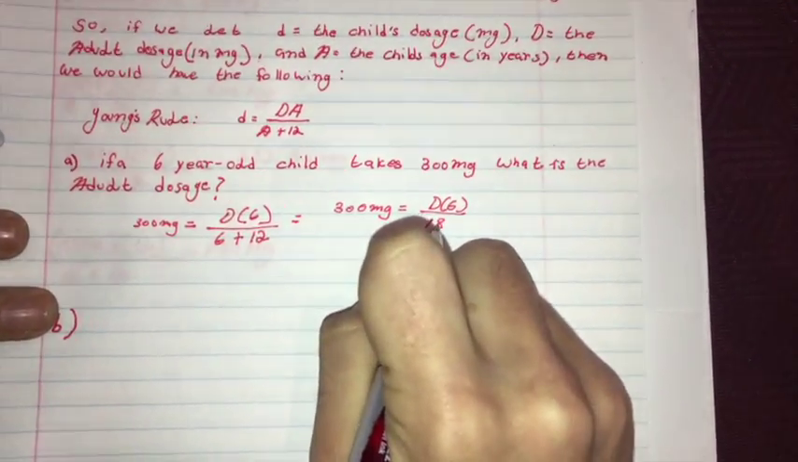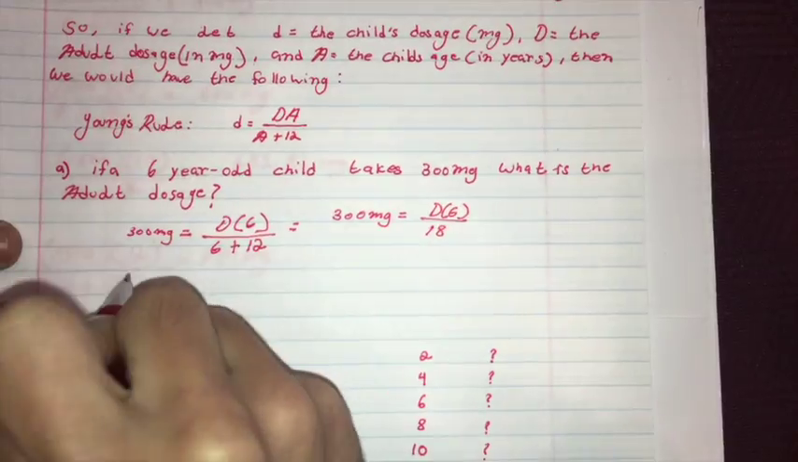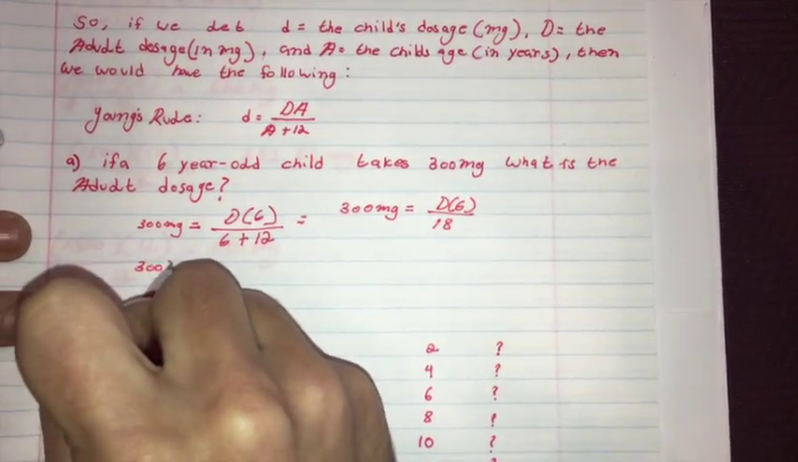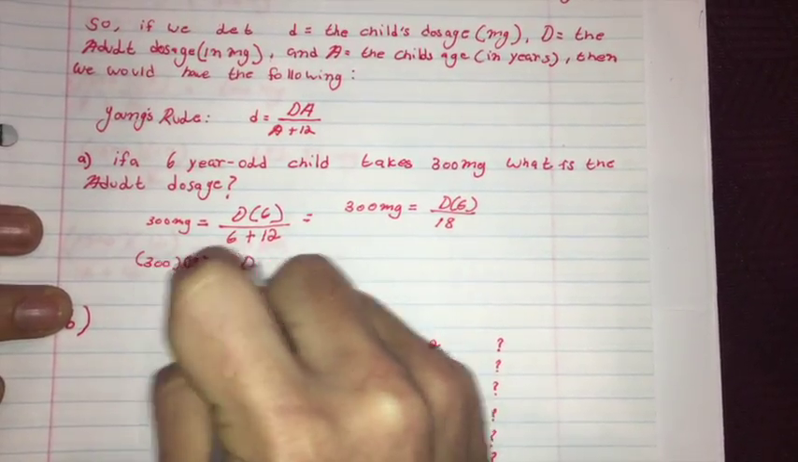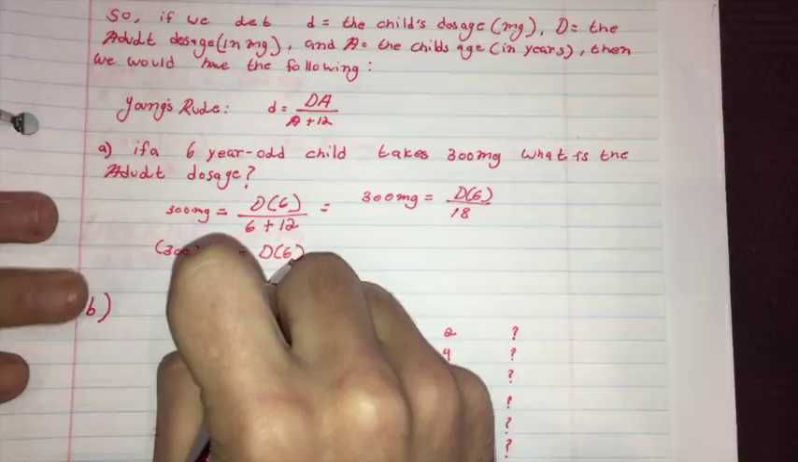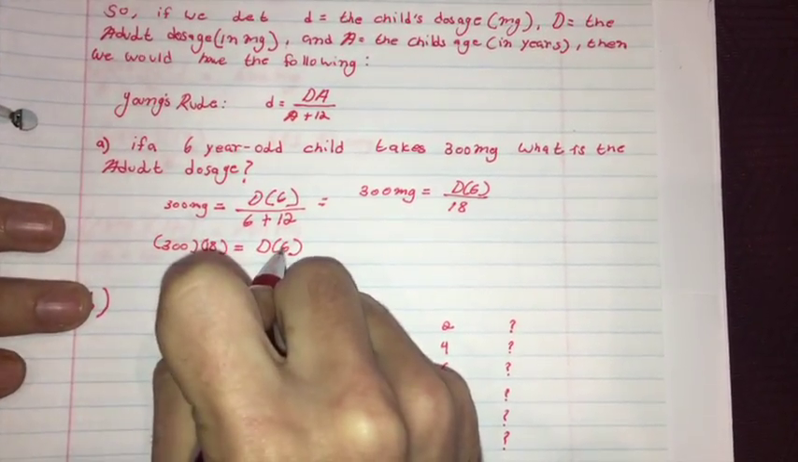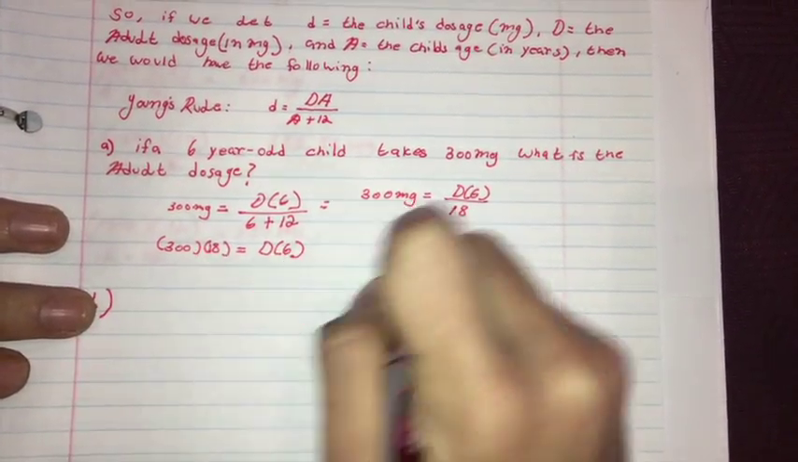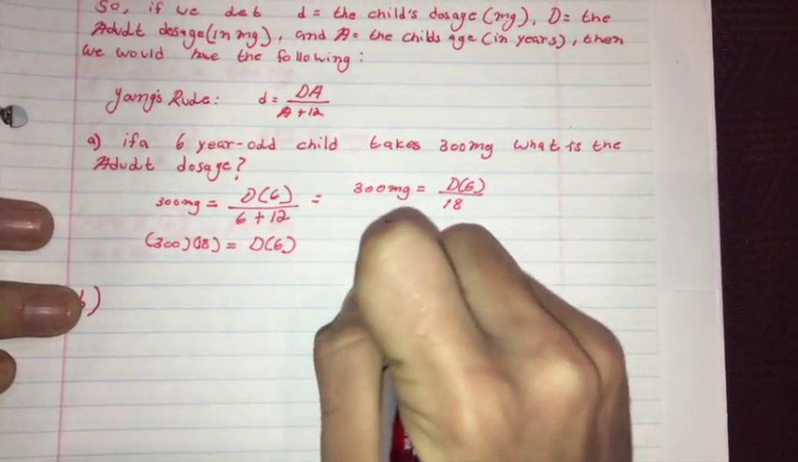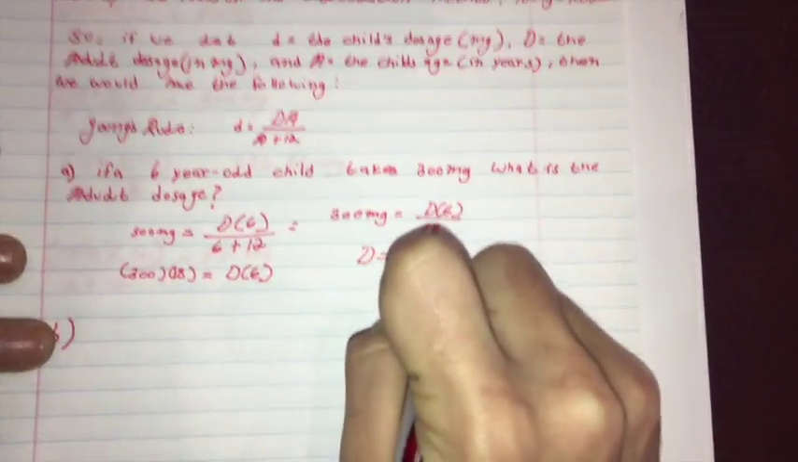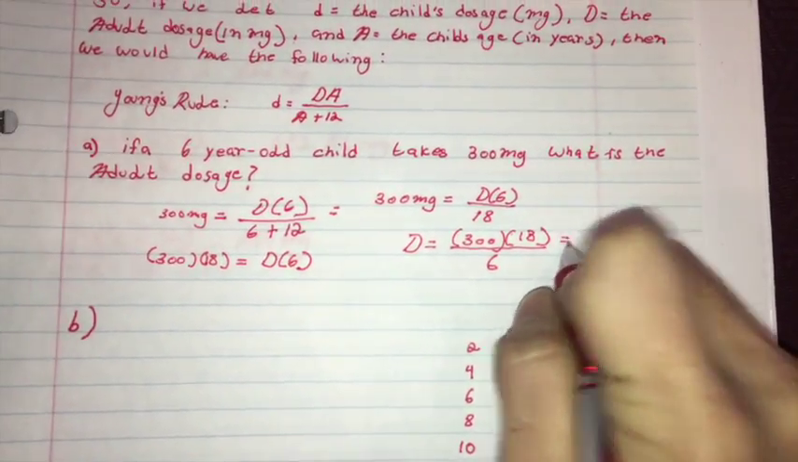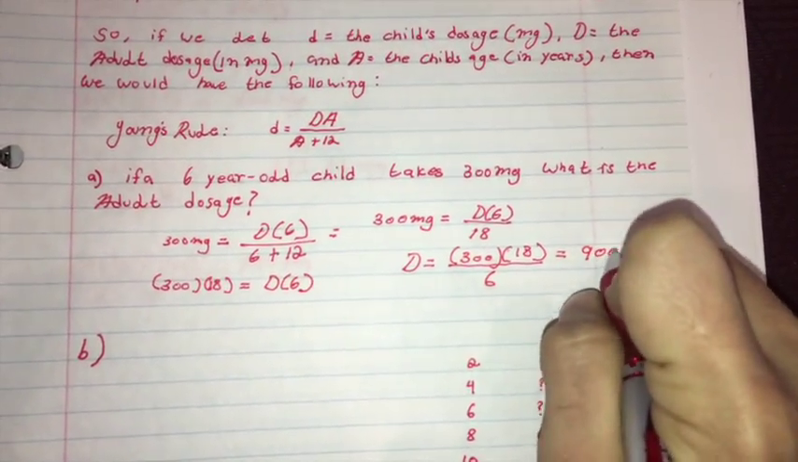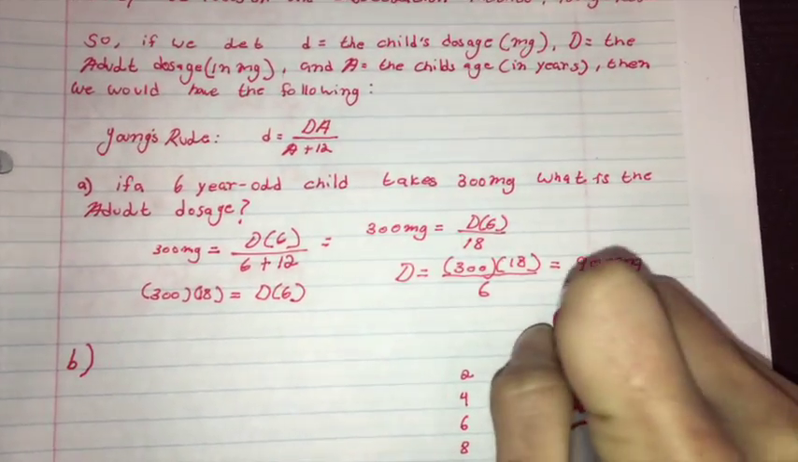So this 18 we can pass multiplying to this side. So we have 300 times 18 is equal to D times 6. This 6 we can pass dividing because it's multiplying. So we have D is equal to 300 times 18 divided by 6, which is equal to 900 milligrams.